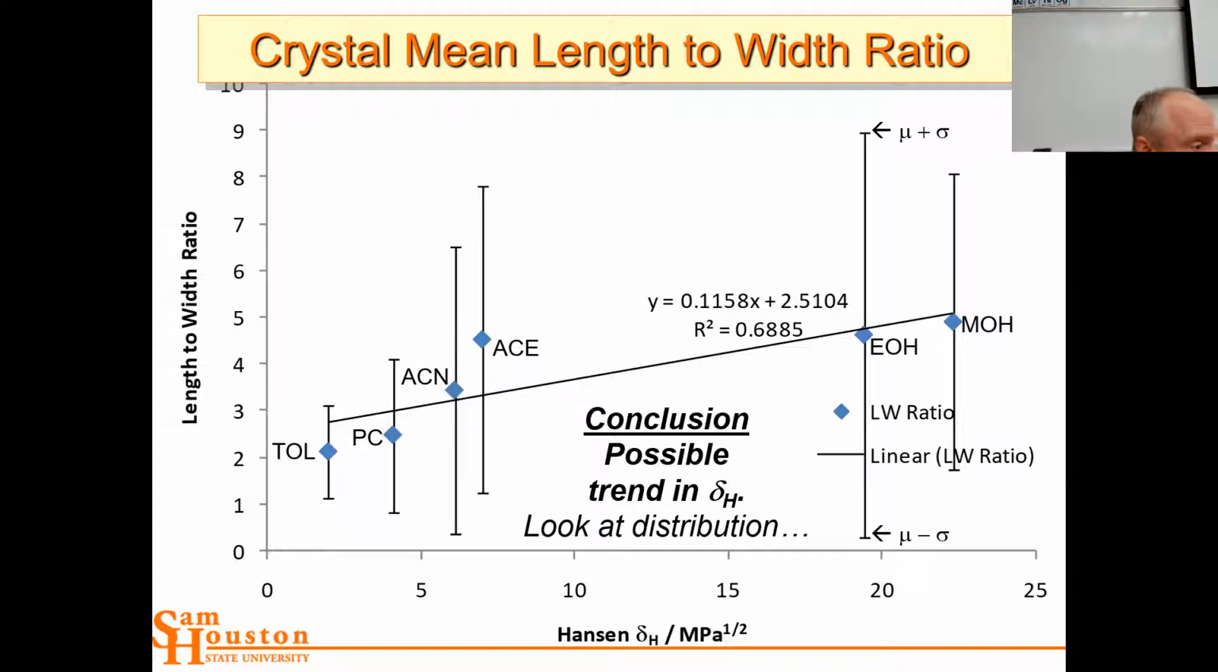Much more spread out and a bit of a slope. Okay, of course, just error bars. There's lots of ways to draw this line through those error bars. But for the central tendency of those distributions, we can match 69% of the variability in the data with this linear model. So there's a possible trend. I'm not going to stake my life on it, but it's a possible trend in the hydrogen bonding parameter.